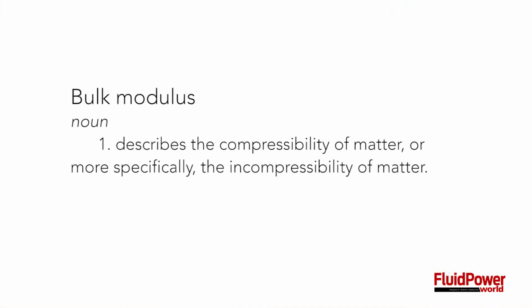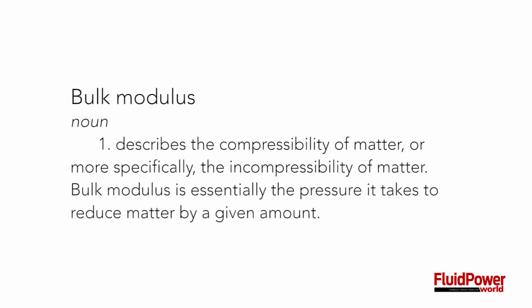All right, first off, bulk modulus. Bulk modulus describes the compressibility of matter, or more specifically, the incompressibility of matter. Everything is compressible, even steel, and bulk modulus is the figure that represents how hard it is to compress something. Bulk modulus is essentially the pressure it takes to reduce matter by a given amount.